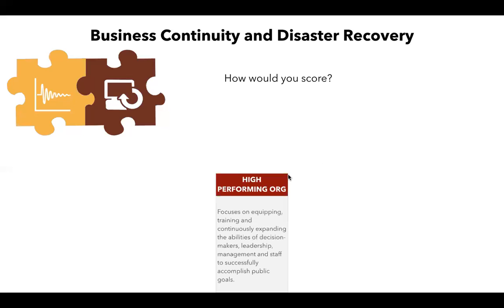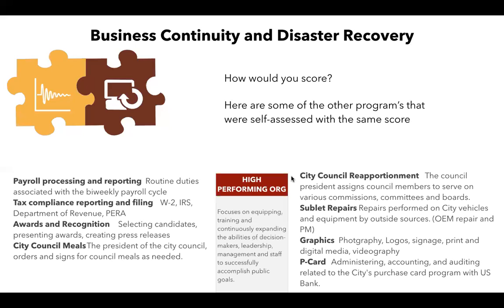So when looking at the result area of high performing org, these are the other services within their inventory that scored the same as business continuity and disaster recovery. So looking through, scored a 0, looking through for consistency.